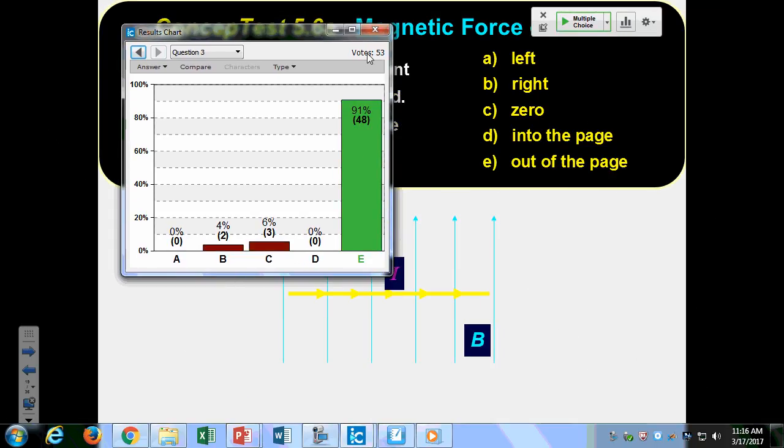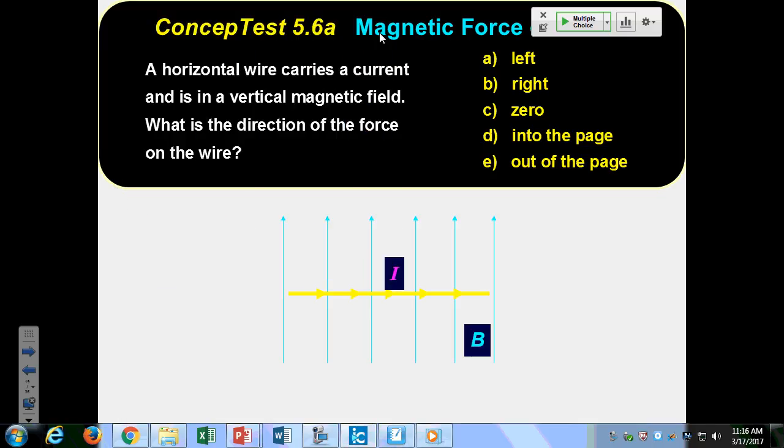Okay, good. E is right. It's out of the page. I let my fingers go in the direction of the current. They fold up towards the magnetic field. And so my thumb is out of the page. And that's the direction of the force, out of the page.